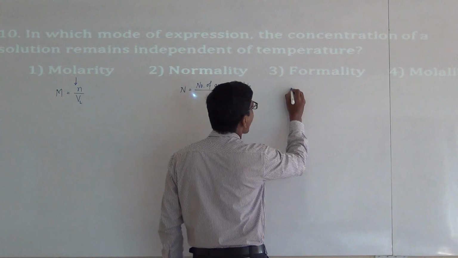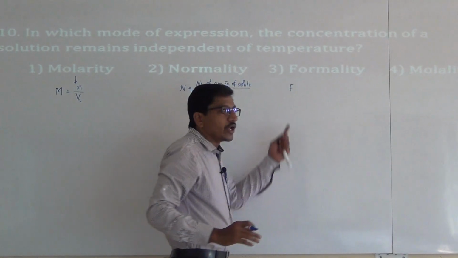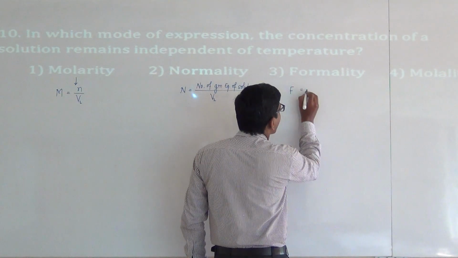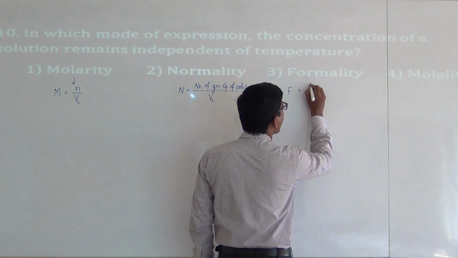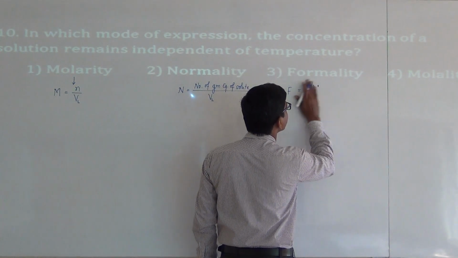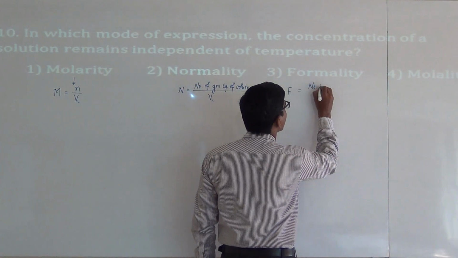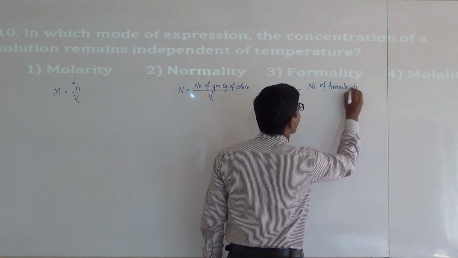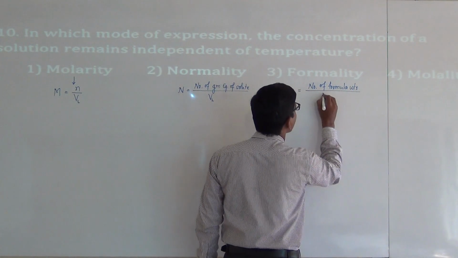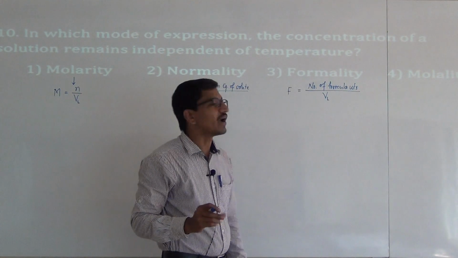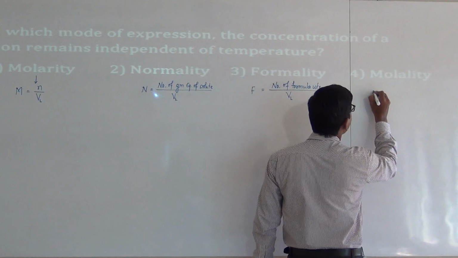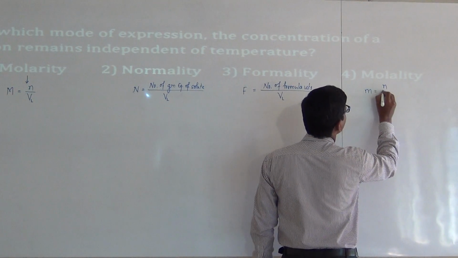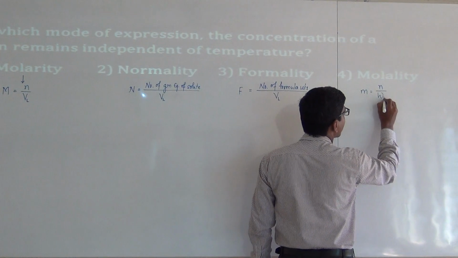Then third one, formality. It is also a unit to express the concentration of ionic compounds, and formality is the ratio of number of formula weights of solute to the volume of solution in 1 liter. And last one, molality, small m, is equal to the number of moles present in 1 kg of solvent.